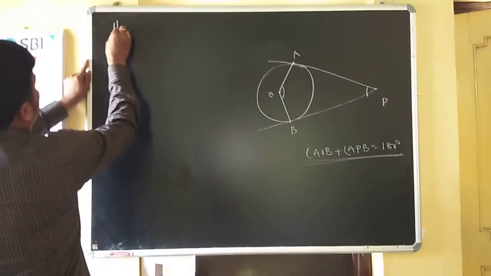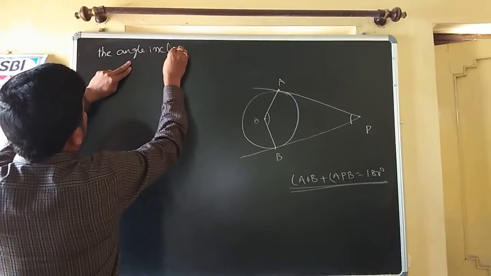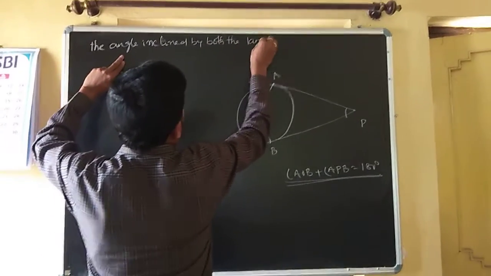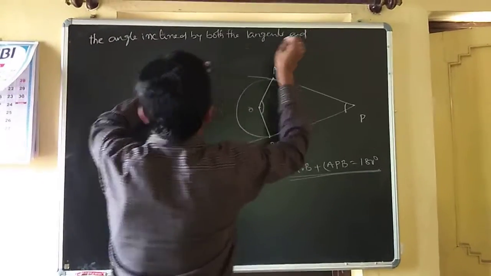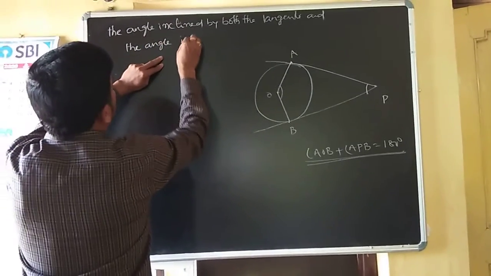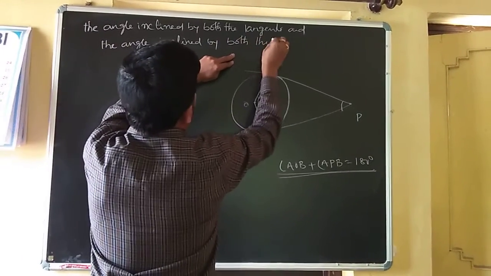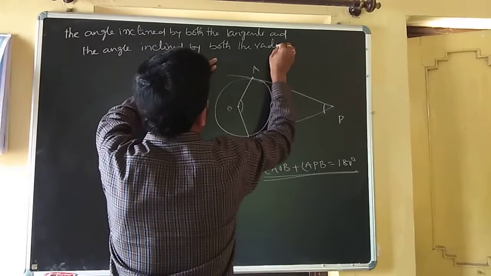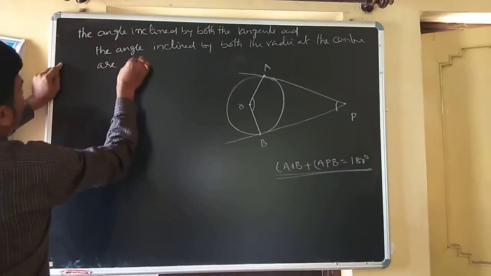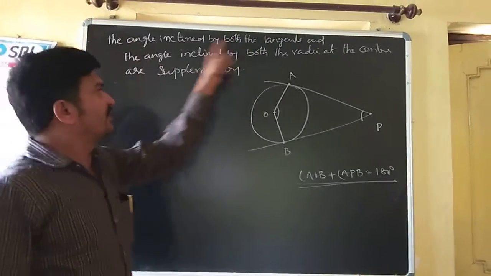What is the statement here? The angle inclined by both the tangents and the angle inclined by both radii at the center are supplementary. This is the statement we are going to prove.